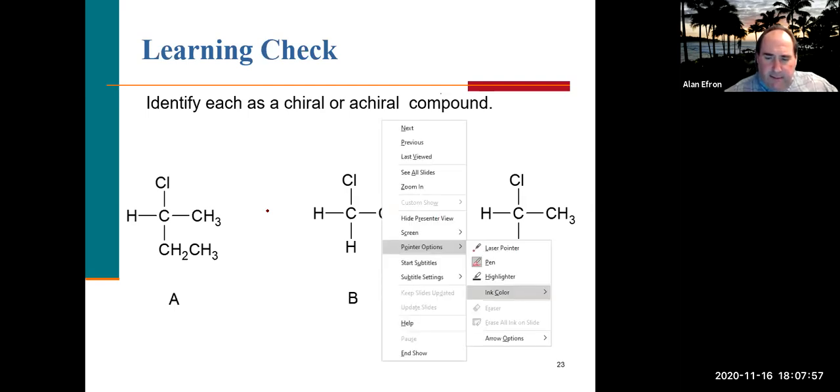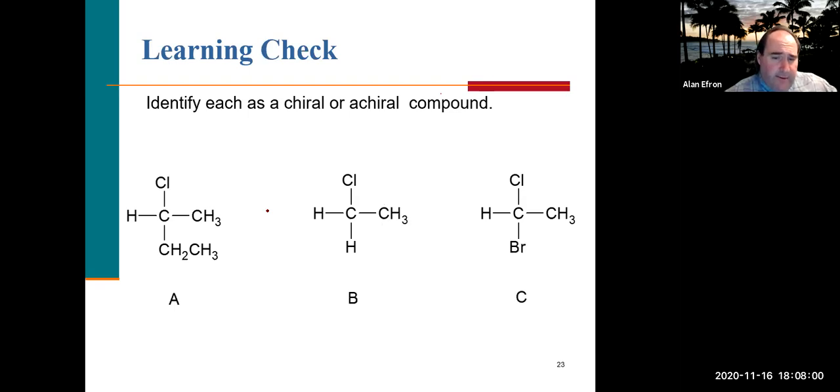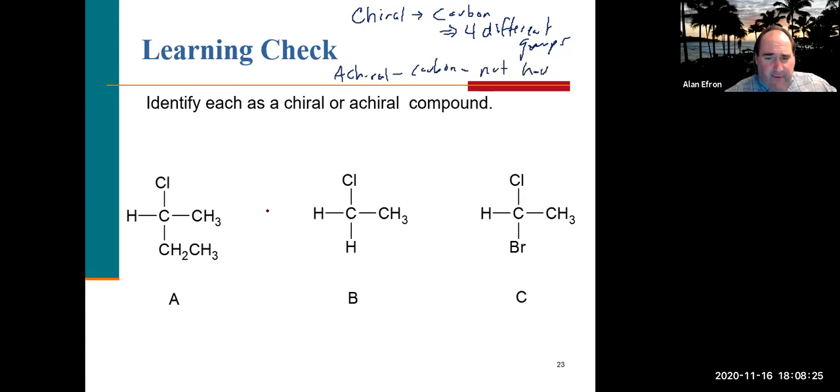Okay, so let's take a look at this. Again, we're trying to determine if it's chiral or achiral. A reminder that if it is chiral, what that means is you will have a carbon, and attached to that carbon are four different groups. If it's achiral, you will have a carbon that does not have four different groups. So if we look at A, for example, attached to this carbon is a chlorine, which is different than a methyl group, that is different than an ethyl group, and that is different than a hydrogen here.